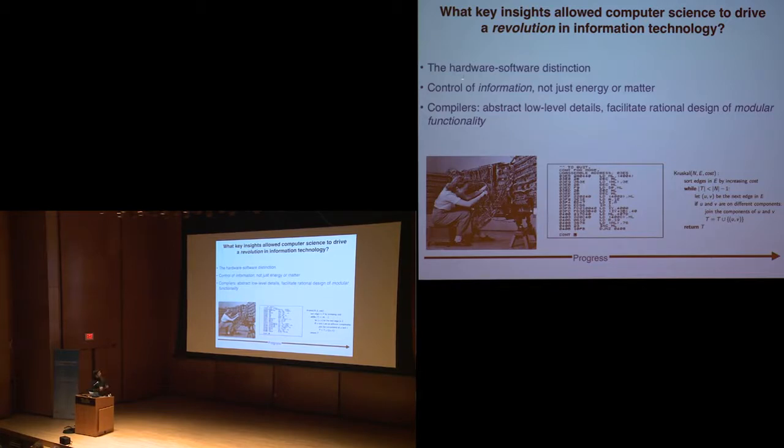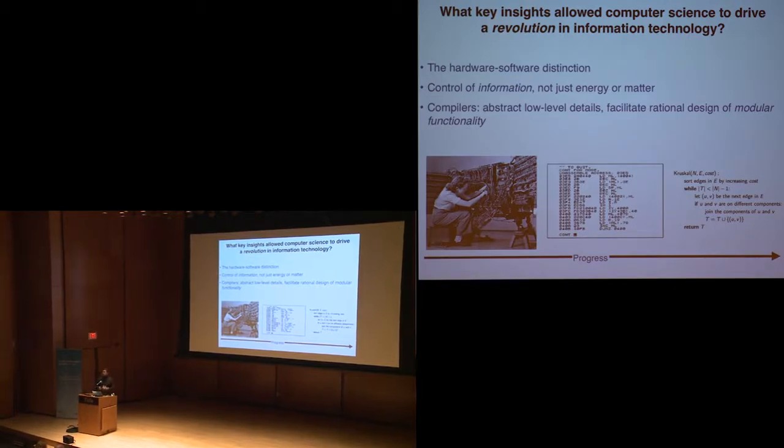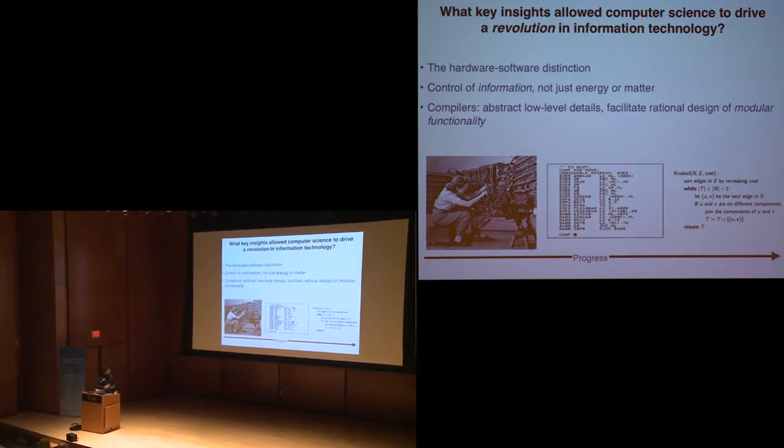One is this profound distinction between hardware and software, and a focus on the control of information, not just energy and matter. In particular, the development of these things we call compilers, which allow you to abstract away from low-level details and think about the rational design of modular functionality. This is the progress in the field where we used to program by literally moving wires around, so you had to think about the hardware. The hardware was everything. Then eventually we got machine code, still very much wedded to the hardware. But eventually we have these modular, object-oriented languages where you really don't need to know very much at all about what's underneath.